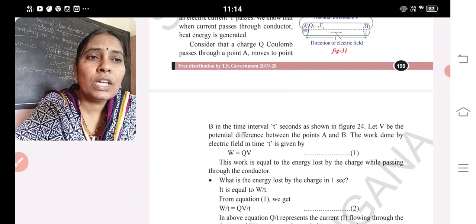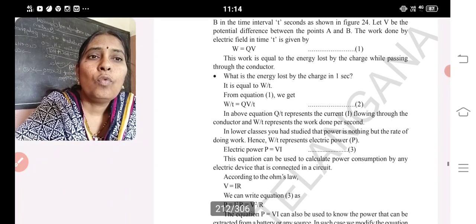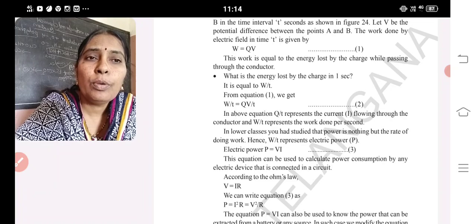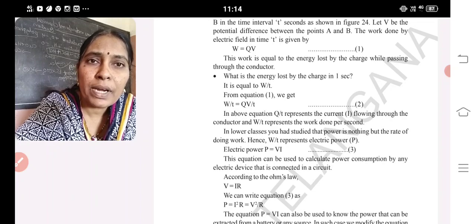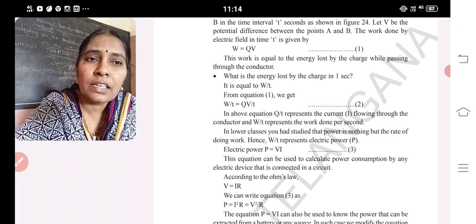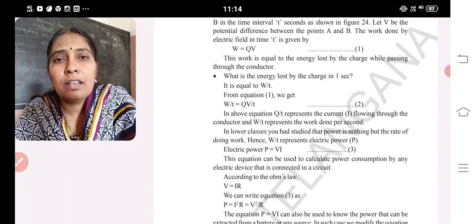From equation 1, we get W by T is equal to QV by T. What is W by T? Rate of doing work is said to be power. So W by T we can write as P. And Q by T is nothing but charge per second, which is electric current. So instead of Q by T, they wrote I. Let me explain, so don't worry.